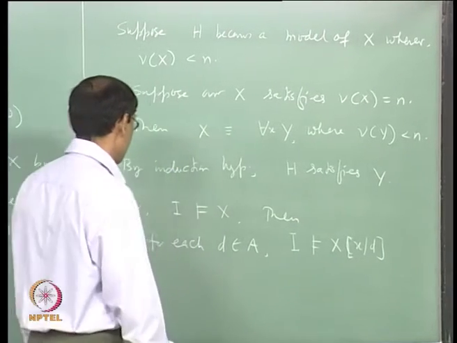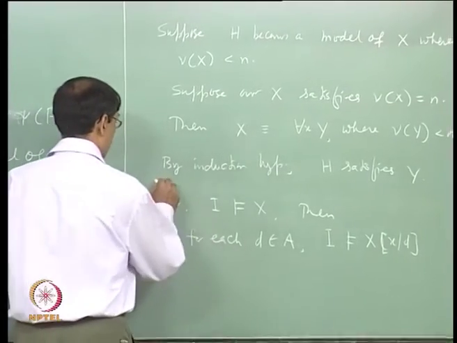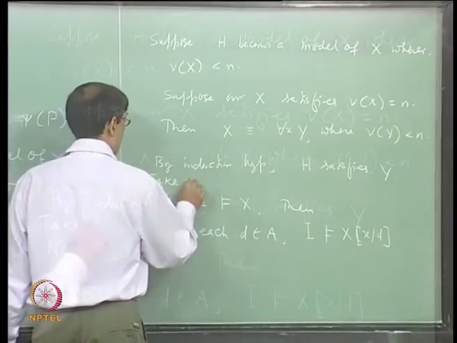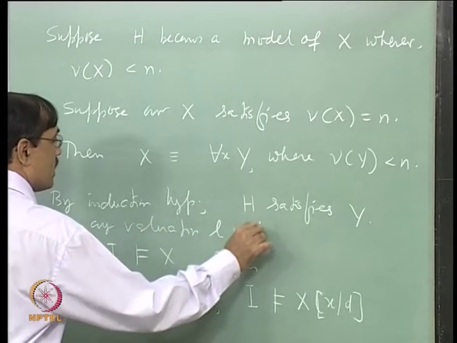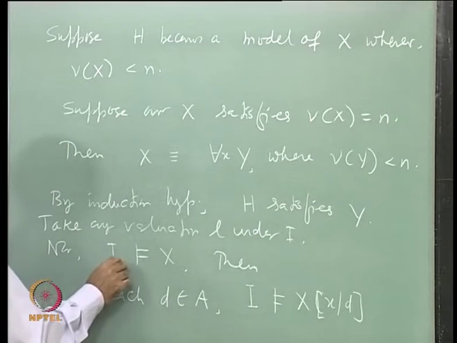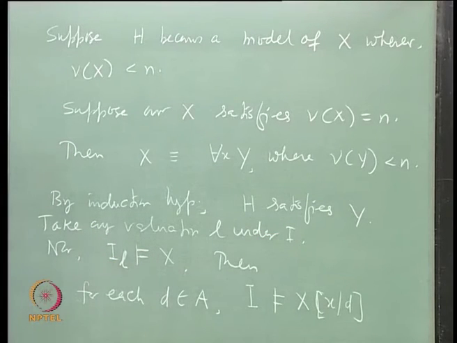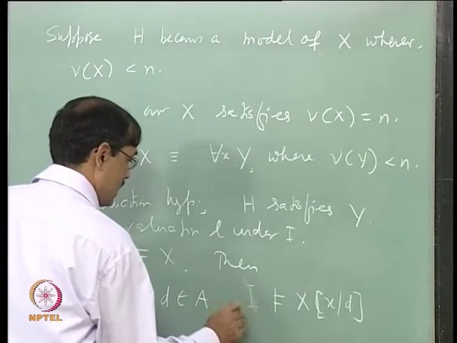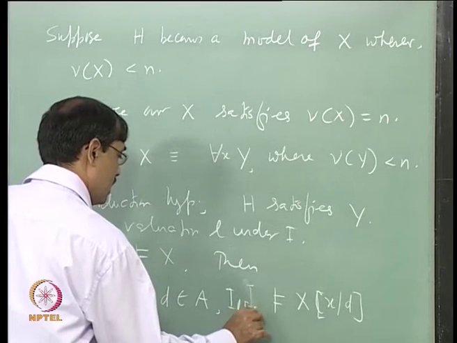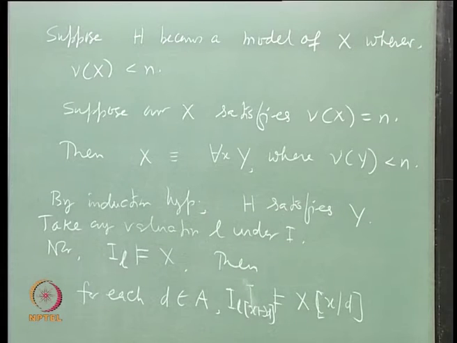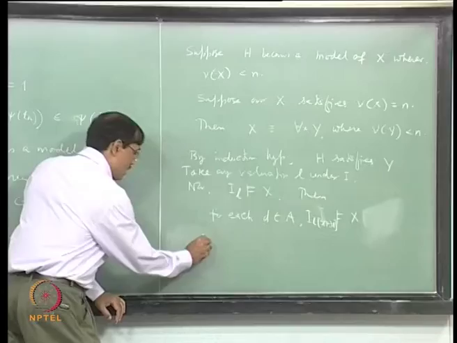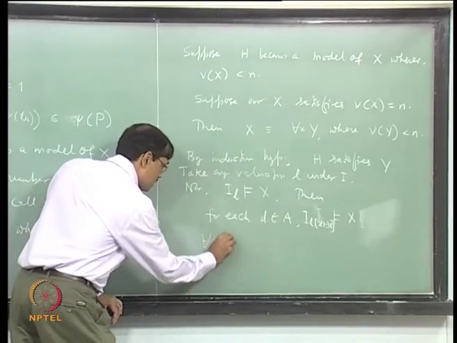Is that okay? If you want that, then you may say take any valuation L under I. Now, you say I L satisfies x, because x is satisfiable. So, I L satisfies x. Then you will be writing for each D in D, I L x fixed to D satisfies x. This is how you have for each x p x.